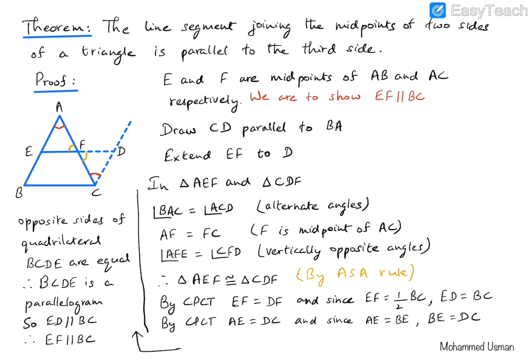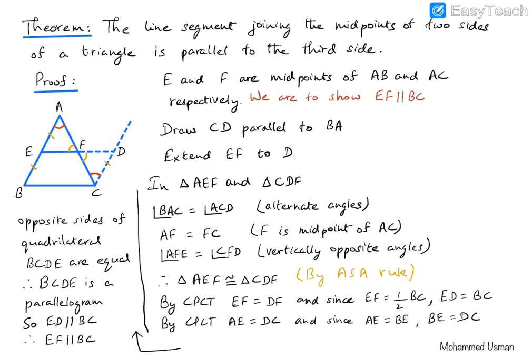Also by CPCT, we get AE is equal to DC. So this line AE is equal to DC. But we also know that AE is equal to BE. Why? Because E is the midpoint of AB. So we get BE equal to DC. So by CPCT, AE, which is this line, is equal to DC, but AE is also equal to BE. So BE, this line, and CD are also equal. So BE equals CD or DC.